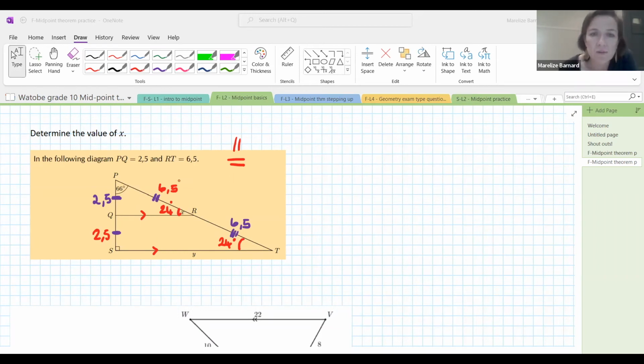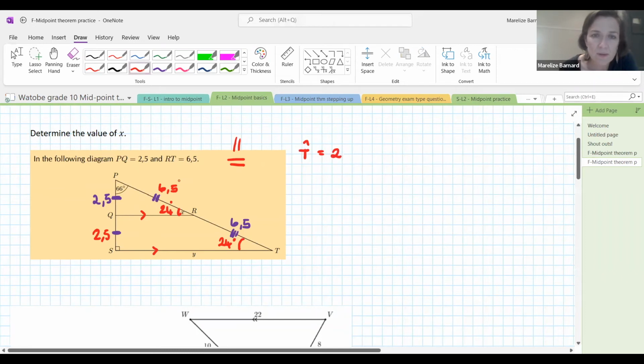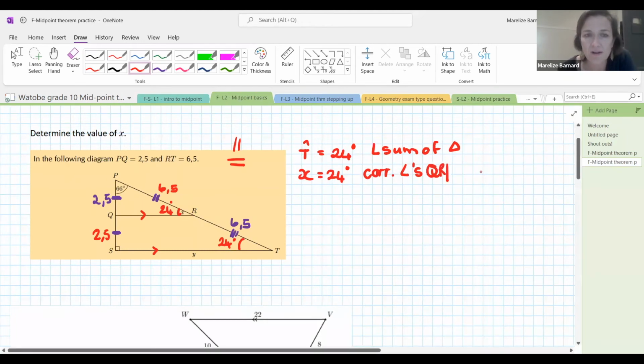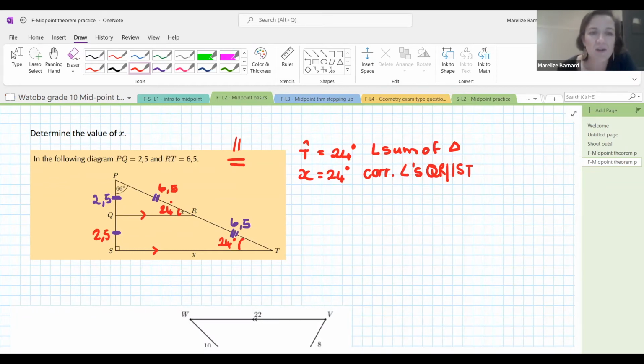So we're going to start with angle T is equal to 24 degrees, and that is angle sum of triangle. So statement, reason. Our next statement is going to be that X is 24, and that is because of corresponding angles, and you must say that QR is parallel to ST. Okay, excellent. So who's going to do Y for us? Put up your hand if you can do Y.